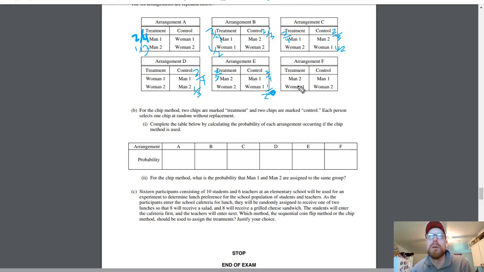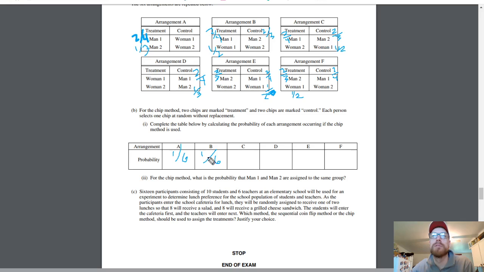Man 1, 2 out of 4. Man 2 is different, so that's 2 out of 3. And then there's 2 chips remaining, so it's 1 out of 2. 2/4 times 1/3 is 2/12, which is 1/6. 2/4 times 2/3 times 1/2 is 4 out of 24, which is 1/6.